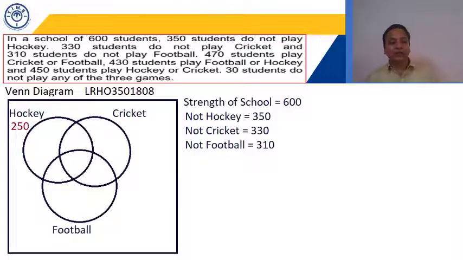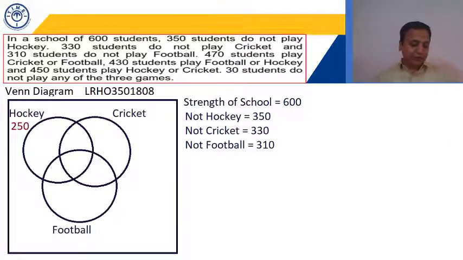Now in this 250, all the 4 regions which come under the circle of hockey are included. That means these 4 regions add up to 250. And so on we can conclude. Let's complete the set and move to the further instructions.